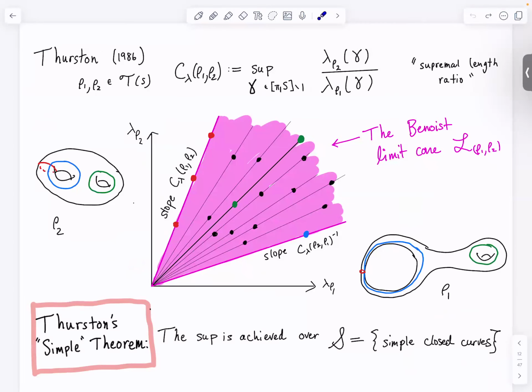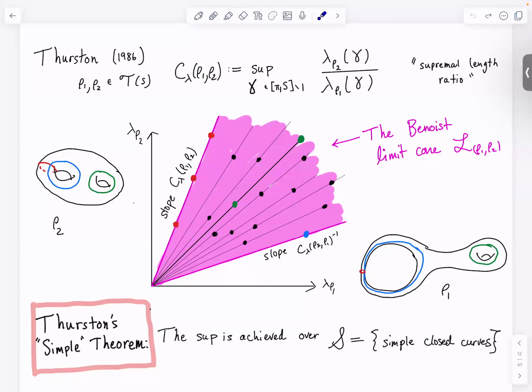All right. So this brings us to what I'm going to call today Thurston's simple theorem. Thurston's theorem says, okay, yeah, maybe I should have set this up better. A natural question is, as I'm looking for the supremum here, I'm plotting all these points, and I'm looking for the one with the biggest slope.